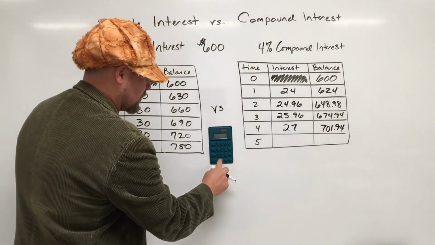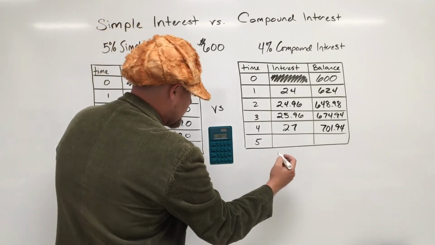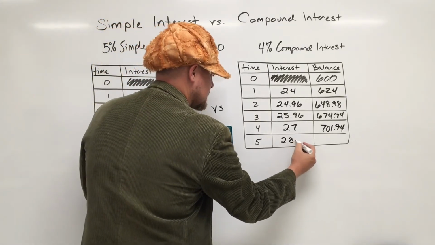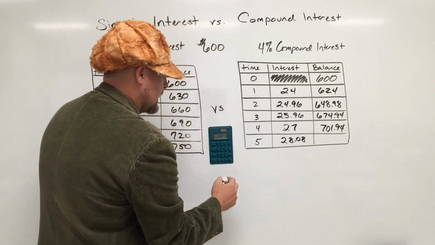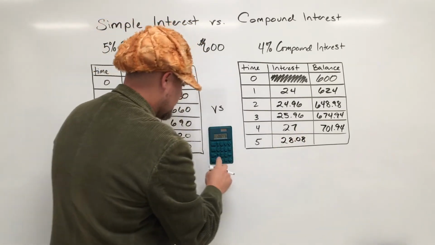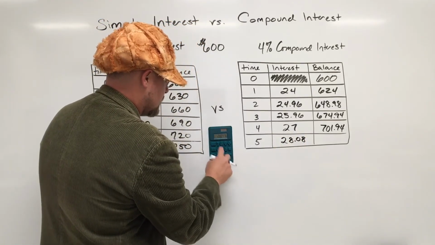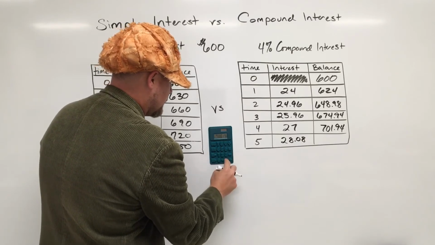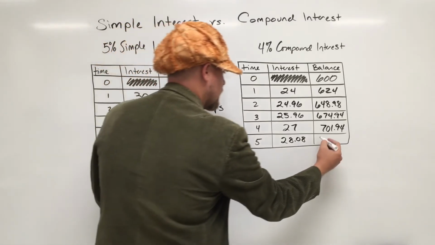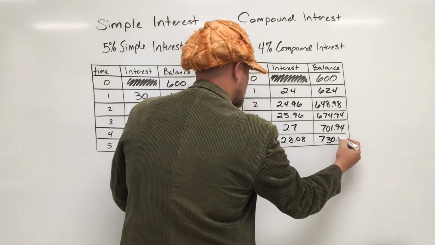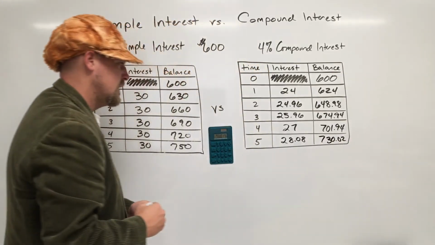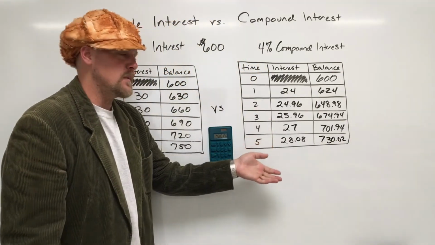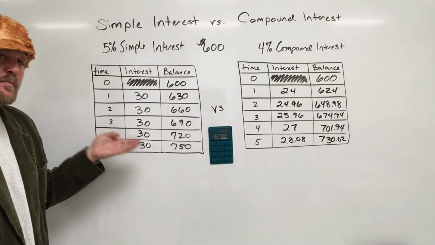and then I take 4% of that, and I get $28.08, and add that to 701.94, and I get $730.02. Now, in the short term, simple interest is better.